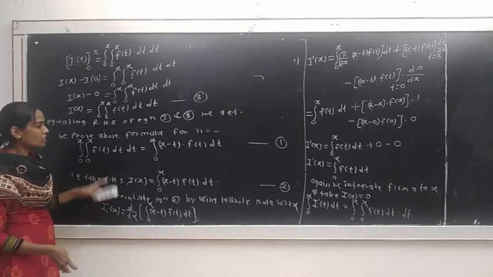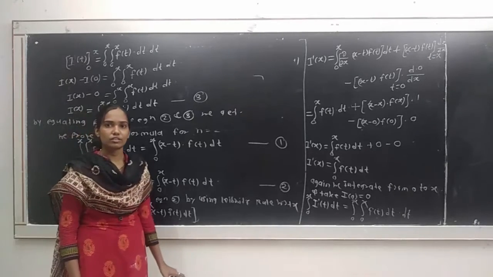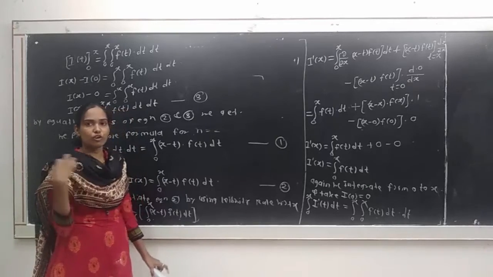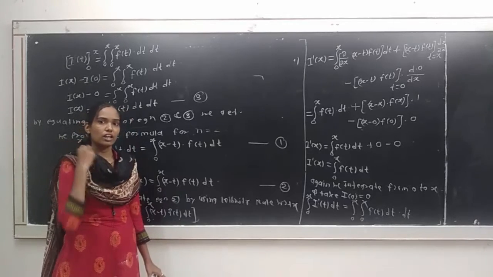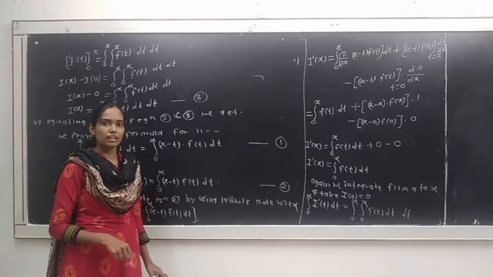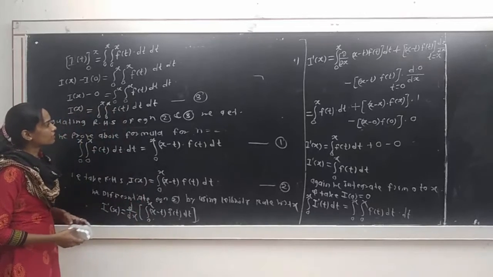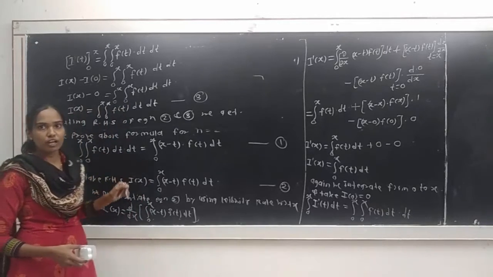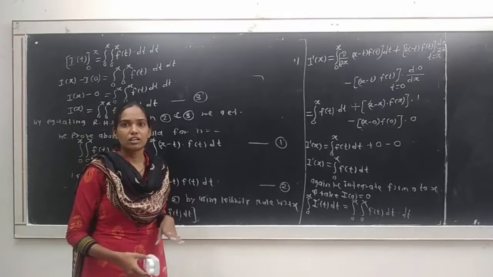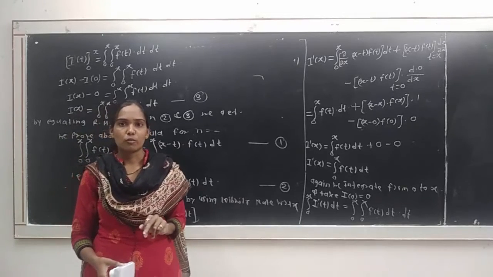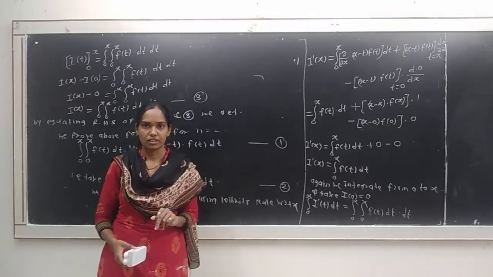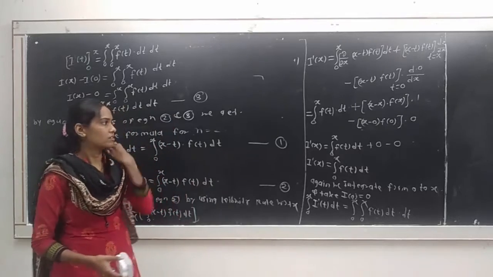Similarly, in this way we can prove the conversion formula for n is equal to 3 and for n equal to any finite number. Then by using this formula we have to convert the initial value problem to the Volterra equation. Then we see the examples.